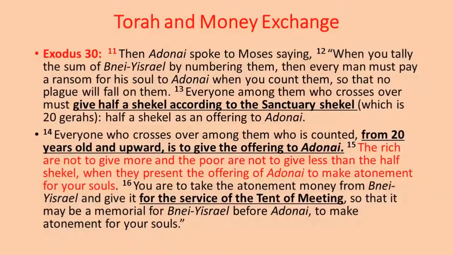It says the rich are not to give more, and the poor are not to give less than a half shekel. When they present the offering to Adonai, they make atonement for their souls. It's mentioned twice in the scripture verse. You're to take the atonement money from the children of Israel and give it for what? The service of the tent of meeting, or the service of the temple, the tabernacle. So that it may be a memorial for the children of Israel before Adonai to make atonement for your soul.